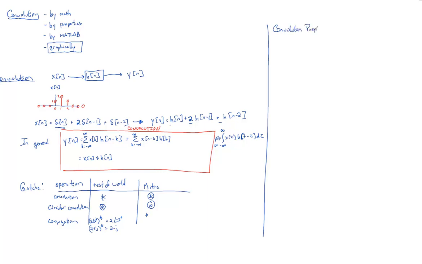Convolution properties. So we've talked about the math so far. We're going to talk about properties right now. The convolution properties, commutative, I'm abbreviating it, X.